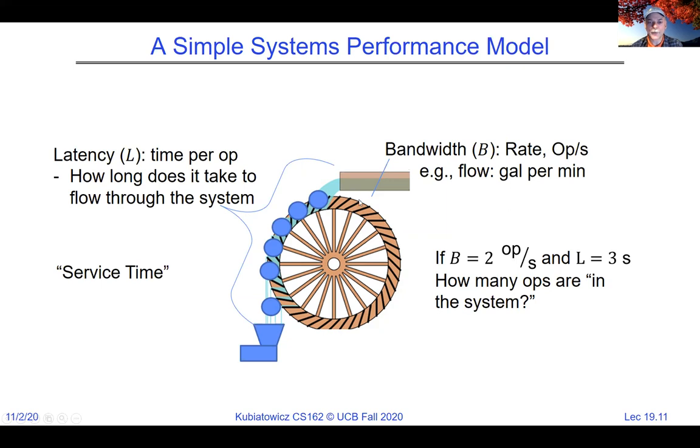And so L is the time for us to get through the whole system now. And if the bandwidth is 2 operations per second coming into this system, and L is 3 seconds, once again, we'll have 6 operations, 1, 2, 3, 4, 5, 6 in the system at any given time. Same idea, but now we're looking at things that are quantized rather than continuous flow like water. So none of this is rocket science so far. It's not intended to be complicated, just intended to give you a way to think about these flow ways of looking at things, okay?